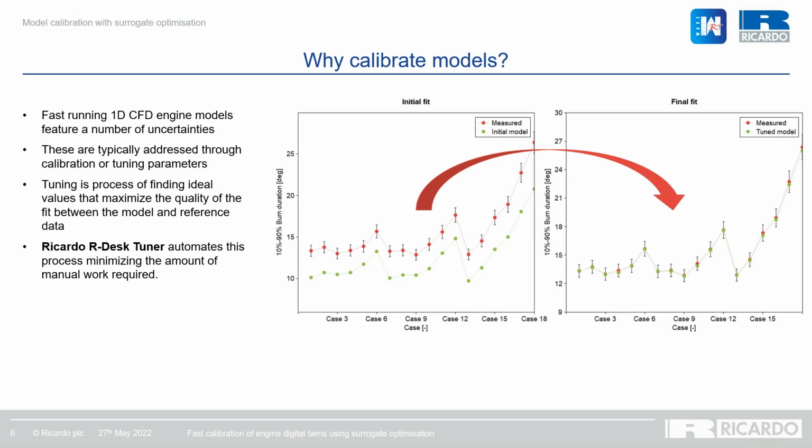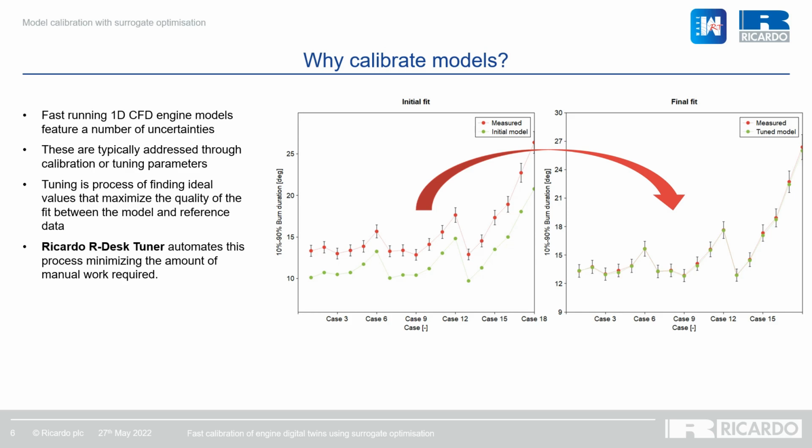Fast-running 1D CFD engine models feature a number of uncertainties. These uncertainties are introduced, for example, by lack of 3D representation for essential 3D phenomena, such as turbulent mixing, semi-empiric modeling present in 1D, and approximated heat transfer. These uncertainties are typically addressed through calibration or tuning parameters.